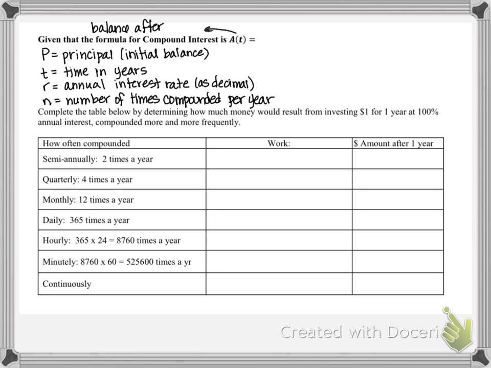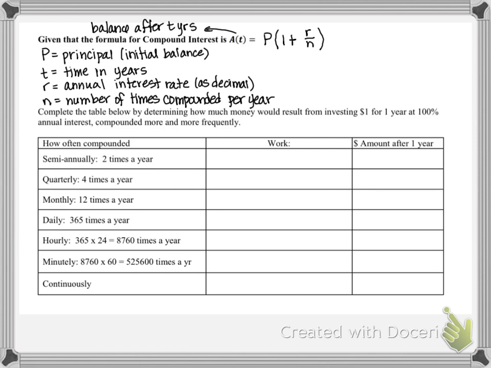after T years. So how much is in the account after all this interest has been added? And that is given by the principal, so your initial value, times 1 plus R divided by N.